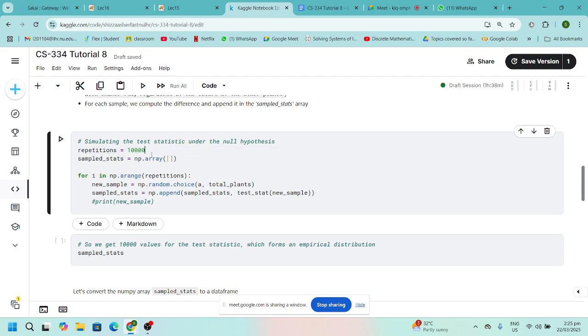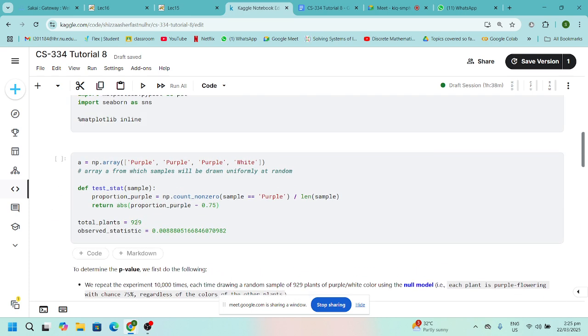So we repeat the process 10,000 times to generate data. For those number of repetitions, you basically pick something at random from the array, which means that there's a 75% chance of picking purple, and you pick a total plants number of times. So now let's see what total plants is. That is 929. And we have this particular number because in the study that Mendel conducted, he worked with exactly this many plants. So we are eventually going to be simulating for this particular value.